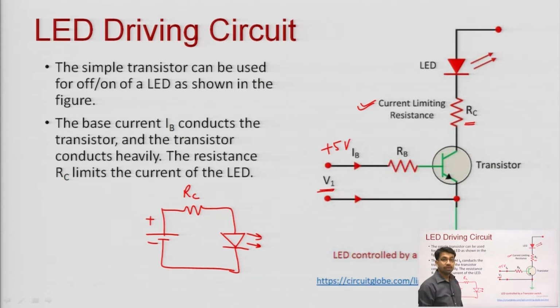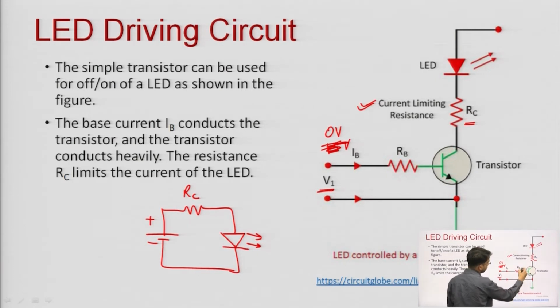This resistance will limit the amount of current, but if we have to switch off this LED, then in place of this 5 volts, a 0 volt will be applied, the transistor will not conduct, current will not flow in this path, the LED will not get forward bias, and we will not see any light. Okay. So, a simple transistor can be used for on off of an LED as shown in the figure.